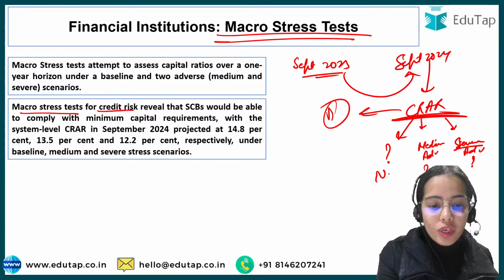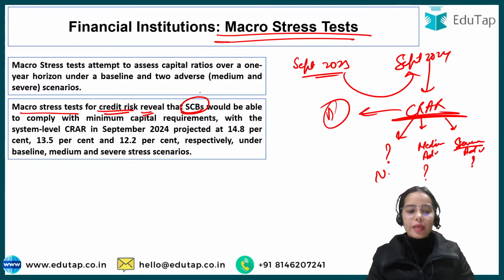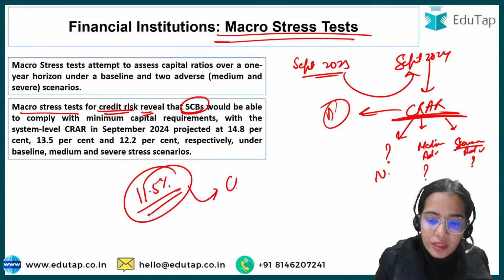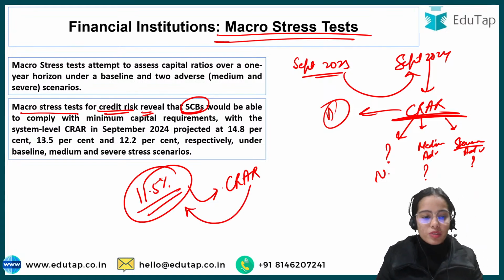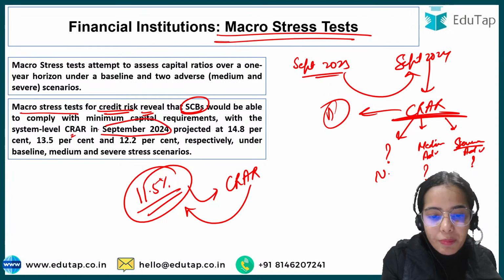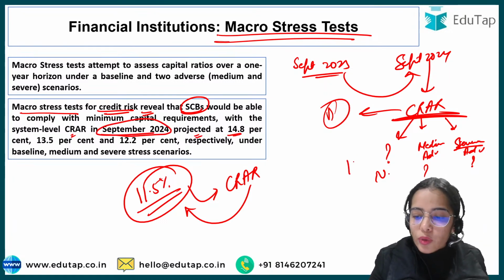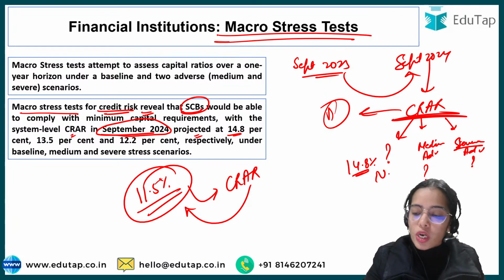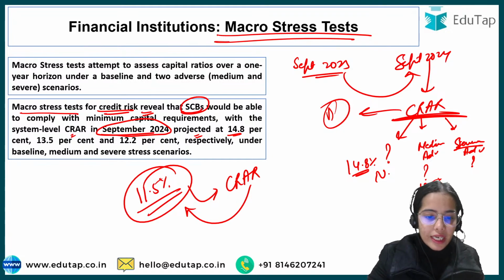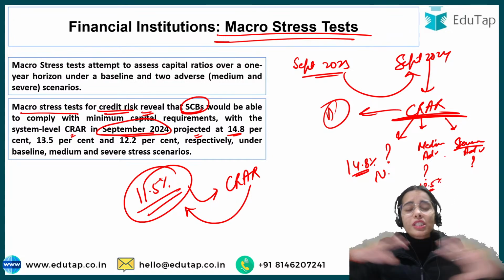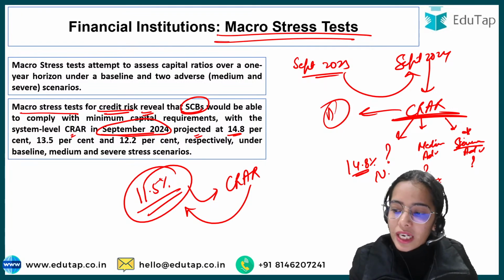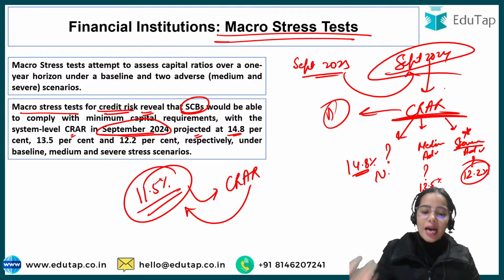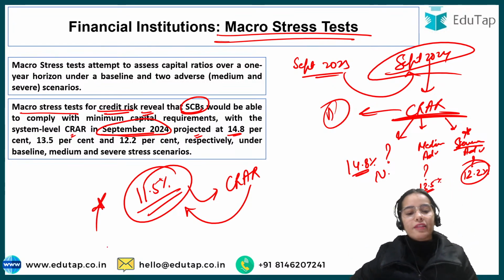So macro stress test for the credit risk reveals that the scheduled commercial banks would be able to comply with the minimum capital requirement, would be maintaining higher than the minimum capital requirement, that is the CRAR of 11.5%, with the system level CRAR in September 2024 projected at 14.8% in the normal scenario. For the medium adverse scenario, the banks will be maintaining 13.5% of the CRAR in September 2024. And in the worst ever kind of situation, the severe adverse situation, the banks will be able to maintain 12.2% of the CRAR in September 2024, which is higher than the minimum required by the Reserve Bank of India, that is 11.5%.